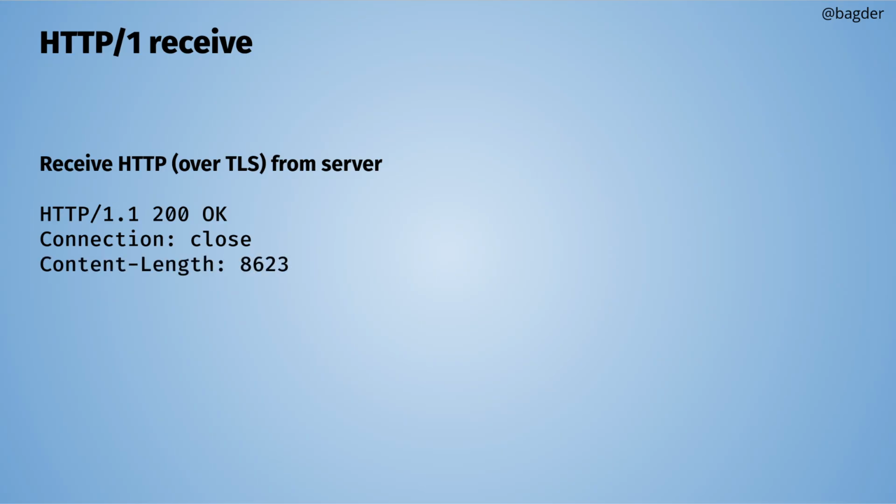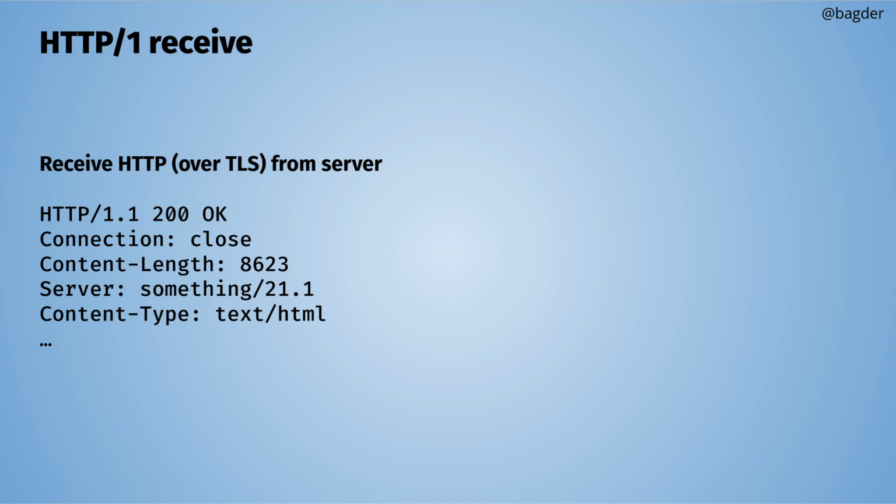Typically, a server doesn't do that. But in this case, we send back 8,623 bytes of content, and our server is called something, version 21.1. The content type in this response is HTML, and then bloom, 8,623 bytes of data is delivered over this TLS connection. Ideally, hopefully, or that's at least the intent, right?